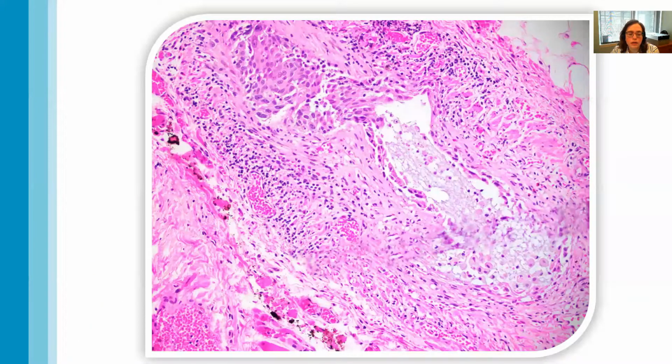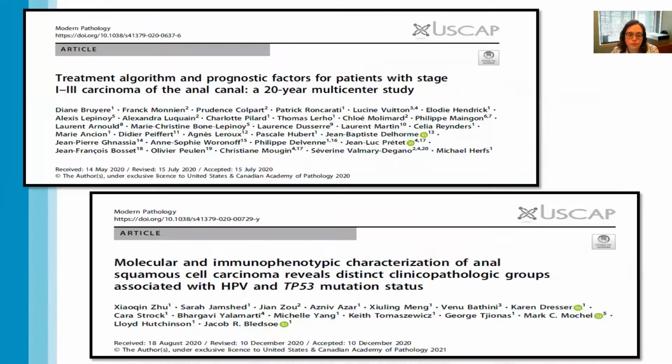And this is another view of the same case that I just showed in the previous slide, showing the presence of large vessel invasion. Some studies have emphasized the prognostic value of p53 expression and HPV negativity, with both of these associating with inferior overall recurrence-free survival in patients with anal squamous cell carcinoma. So our oncology clinical colleagues may be asking us to perform p53 in many of these cases down the road.